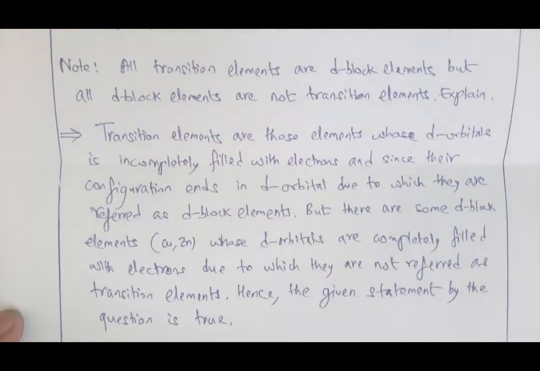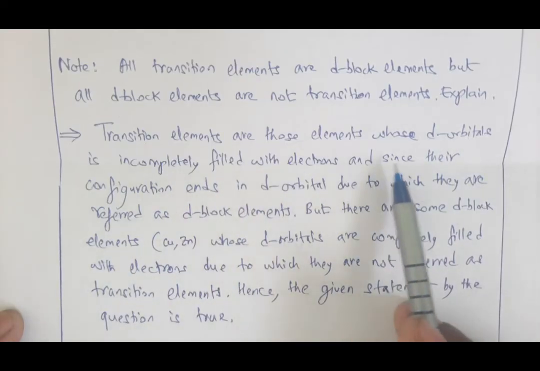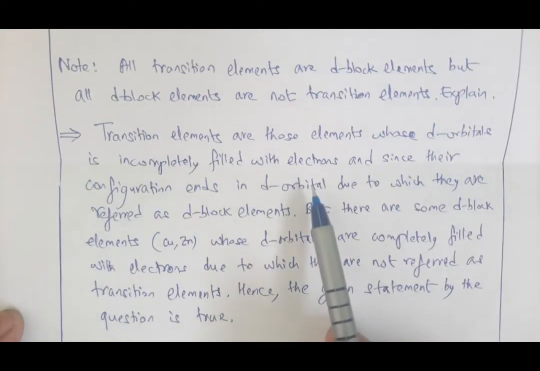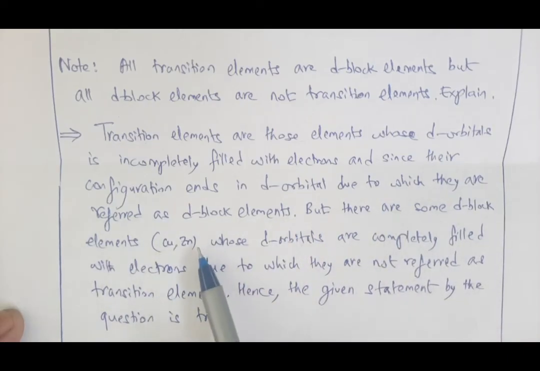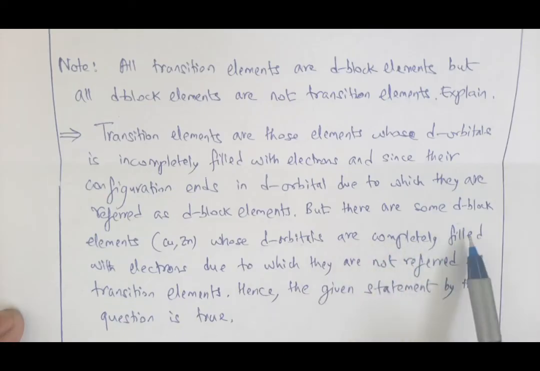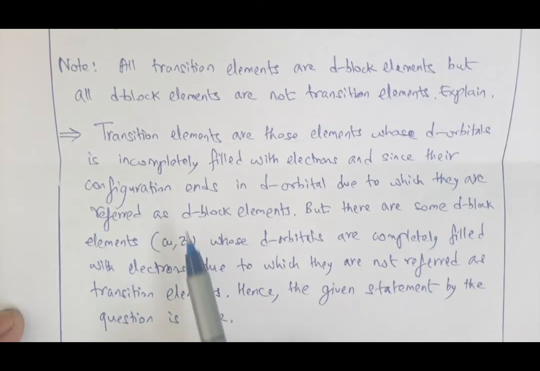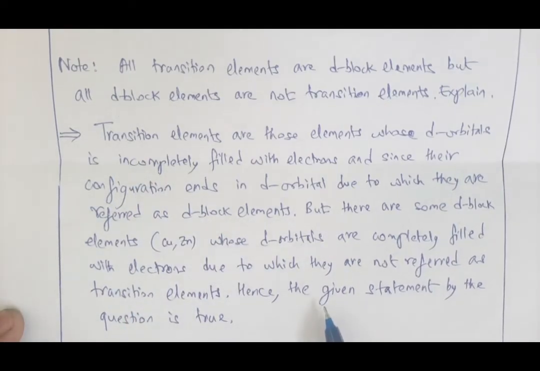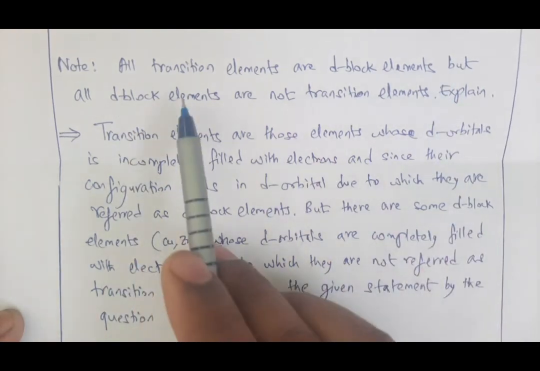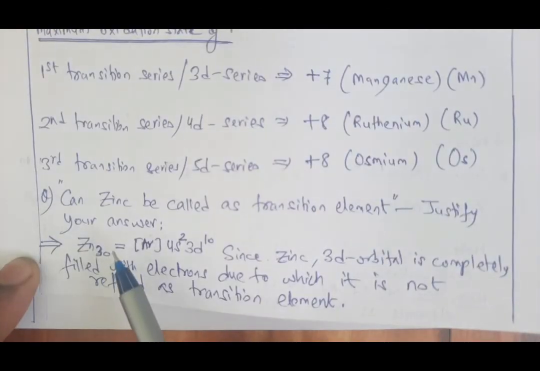Now you can see the answer for this question. Transition elements are those elements whose d orbital is incompletely filled with electrons, and since their configuration ends in d orbital, they are referred to as d block elements. But there are some d block elements, copper, zinc, which I showed you a while ago, whose d orbitals are completely filled with electrons, due to which they are not referred to as transition elements. Hence, all transition elements come under d block, but all d block does not come under transition. Hence, the given statement in the question is true, that all transitions are d block, but all d block are not transition elements.